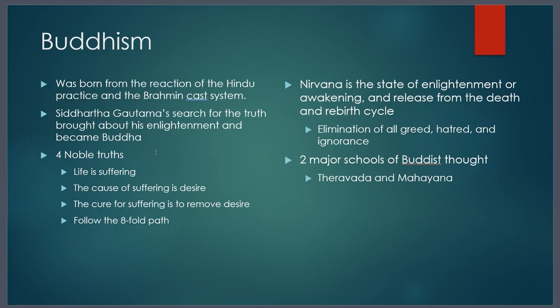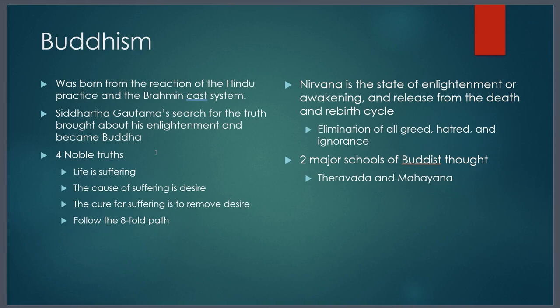And so he left his charmed, very auspicious, very wealthy life behind, and now embraced suffering. So there are four noble truths. Life is suffering. The cause of suffering is desire, and the cure for suffering is to remove desire. And in order to reach enlightenment, you need to follow the Eightfold Path. And you can get into that more in the reading.